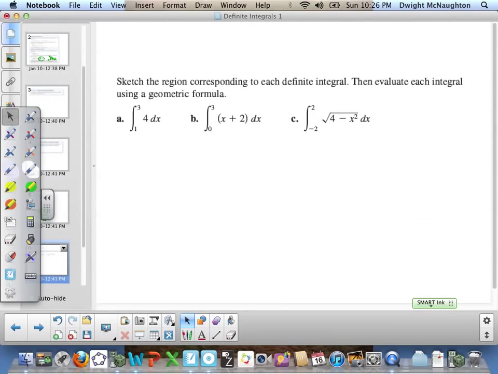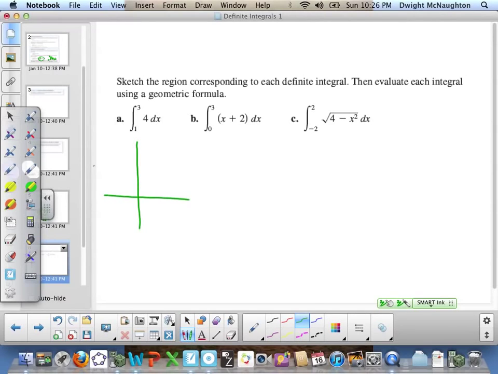All right, let's do it a couple more times. What is the area underneath 4 from 1 to 3? Let's sketch this out. We've got a rectangle. The height is 4, and it goes from 1 to 3. The area of a rectangle is base times height. Here the base is 2 and the height is 4, so that area is 8. So the definite integral from 1 to 3 of 4 is 8.